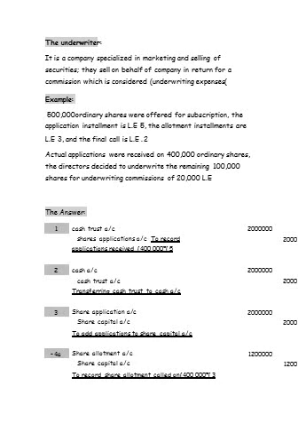Here we are assuming that we have 500,000 ordinary shares that were offered for subscription, and the application installment was £5, the allotment was £3, and the final call was £2. Actual applications were received on 400,000 ordinary shares, and the directors decided to underwrite the remaining 100,000 shares for an underwriting commission of £20,000. Is it clear now?